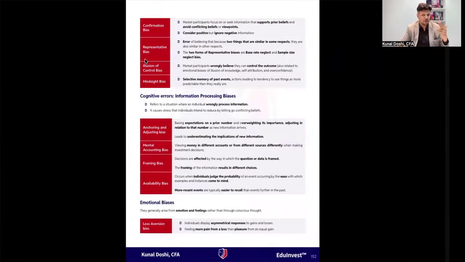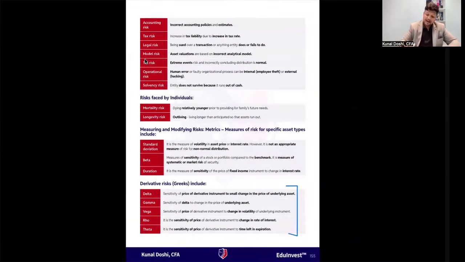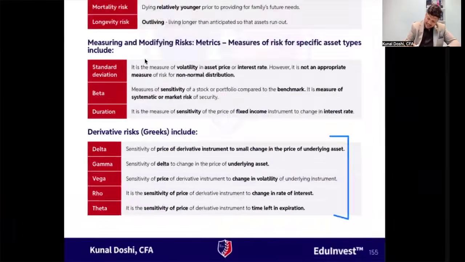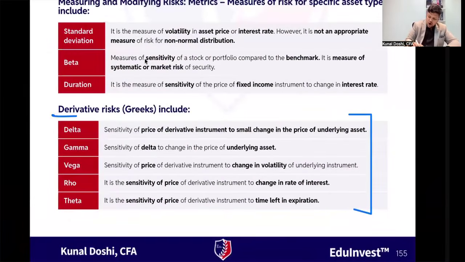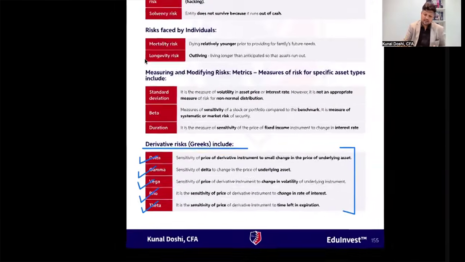Behavioral finance doesn't have formulas, everyone. Risk management also doesn't have formulas. But I want you to know something about option Greeks. Option Greeks are similar to duration or beta, right? They tell you the sensitivity. Delta is similar to duration, the change in option due to change in the underlying. Gamma is the change in delta. Sensitivity to volatility, to the risk-free rate, and to time is called vega, rho, and theta. You do not have to memorize the formulas, but you should know these are called option Greeks.